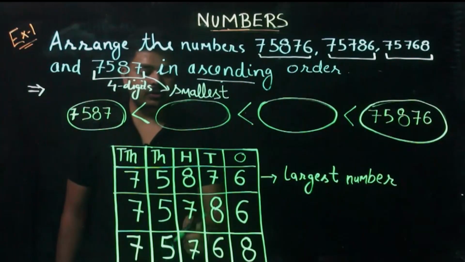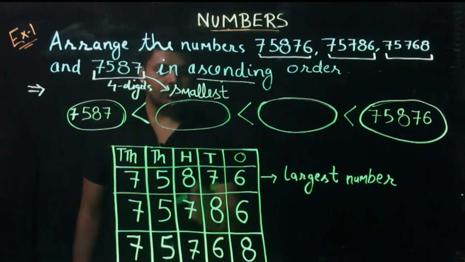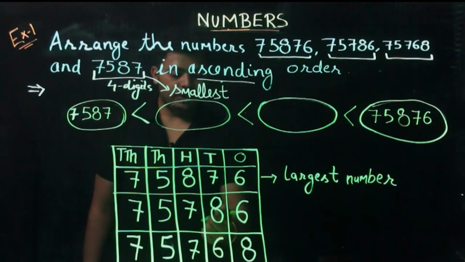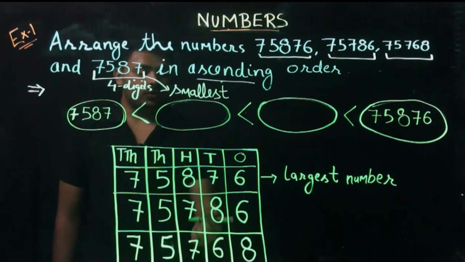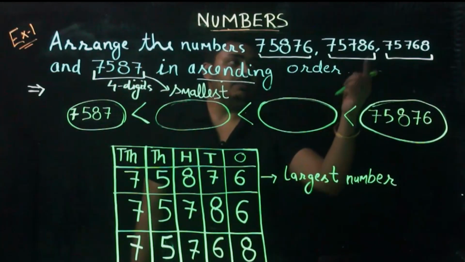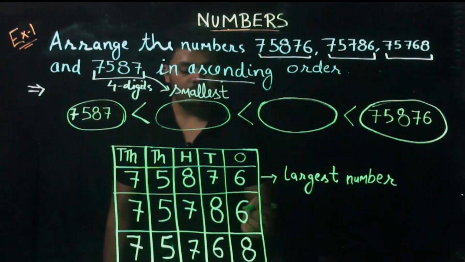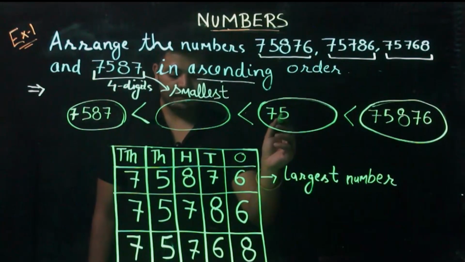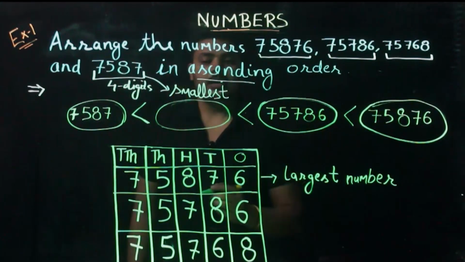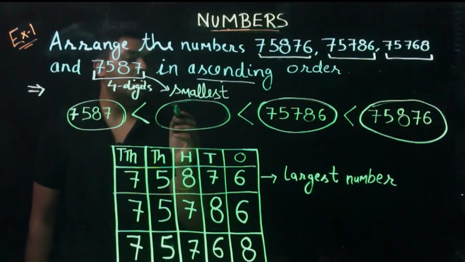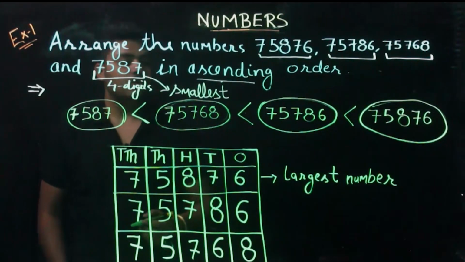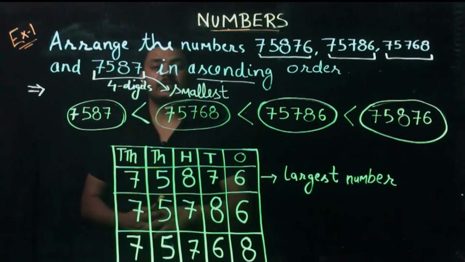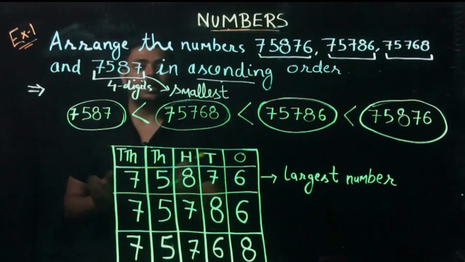So the greatest number will come last, that is 75,876. Now we only need to compare the rest 2 numbers. So moving on to tens column, we have 8 and 6. 8 is greater than 6, so our second number is greater than the third number. So we can say our second largest number is 75,786, and the remaining we get 75,768. So in this way we have arranged all the 4 numbers in ascending order.